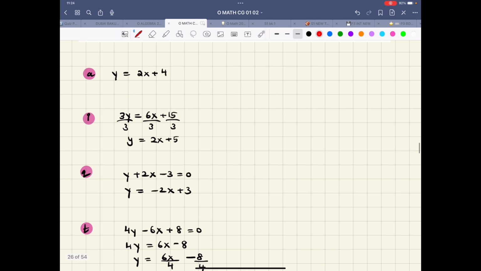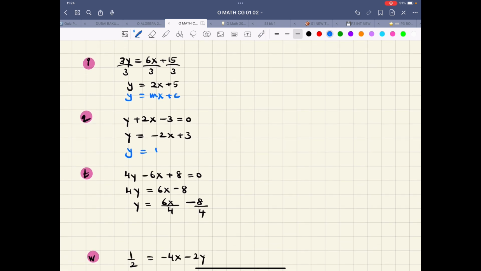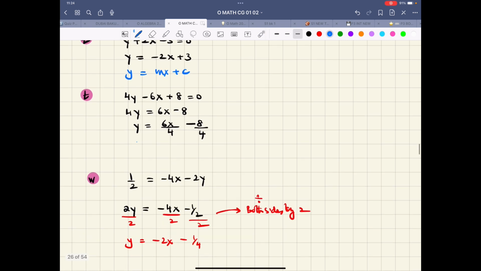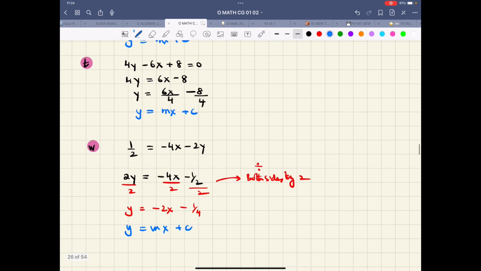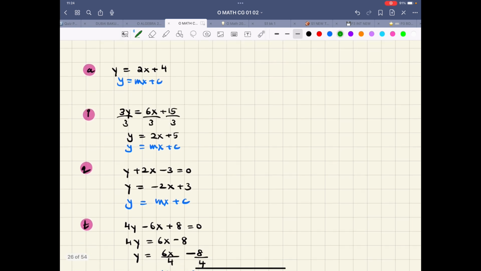Now, each one will be compared with the gold standard, which is y equals mx plus c. Over here also, y equals mx plus c, and y equals mx plus c. So now when I write it down, the value of m is 2, the value of c is 4, and the coordinates of c are (0, 4). The x coordinate has to be 0 in order to find the y-intercept.